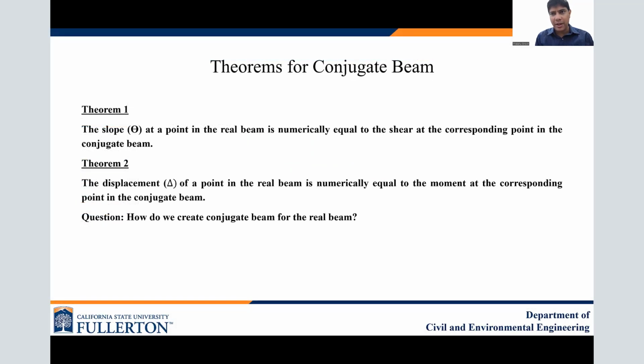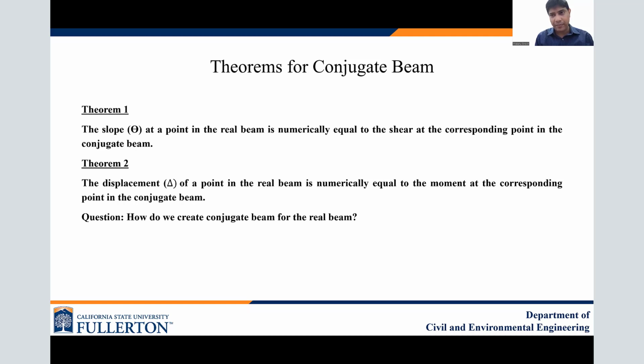So there are two theorems. Theorem 1 deals with finding slope at any point in a beam. It says the slope at any point in a real beam is numerically equal to the shear at the corresponding point in the conjugate beam. So how do you know which one is the conjugate beam and which one is the real beam? The real beam is your given beam, whatever the problem statement gives. Then we'll create a conjugate beam, which is a fictitious beam for the real beam. So the slope in your real beam will be the shear in the conjugate beam at the same particular point.